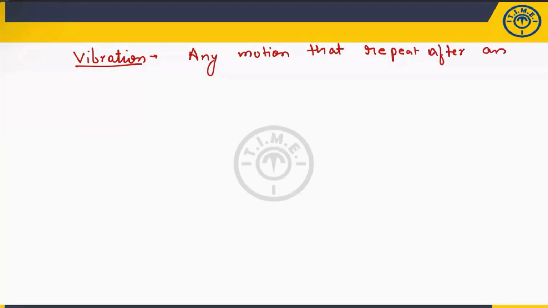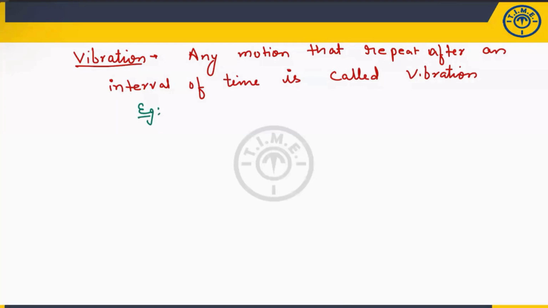First of all, vibration is nothing but any motion that repeats itself after an interval of time. That is called vibration. For example, you can take the swinging of a pendulum.